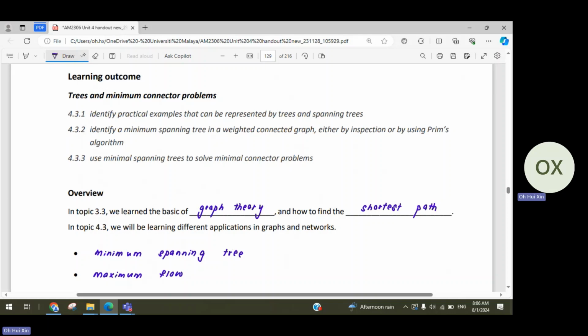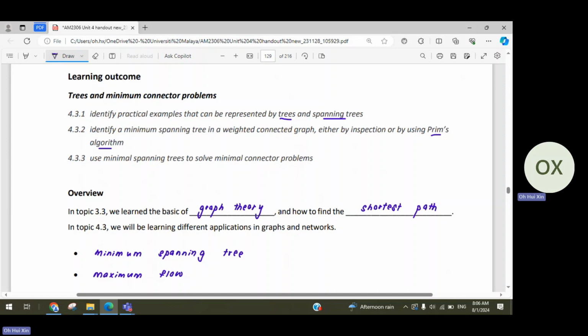So the first one is to understand what a tree and the spanning tree is. Then after that, we are going to look at Prim's algorithm and also Kruskal. Prim's algorithm is the one that is recommended in the syllabus, but I will teach you one extra one, which is Kruskal, because I personally feel like Kruskal is easier.